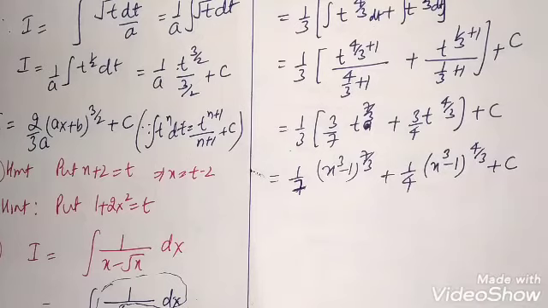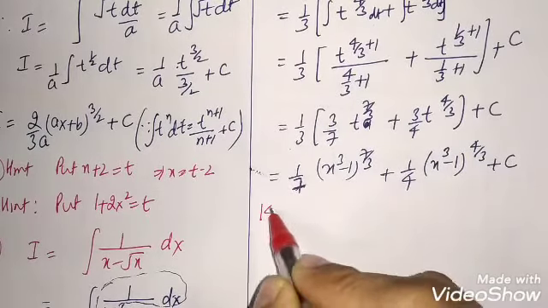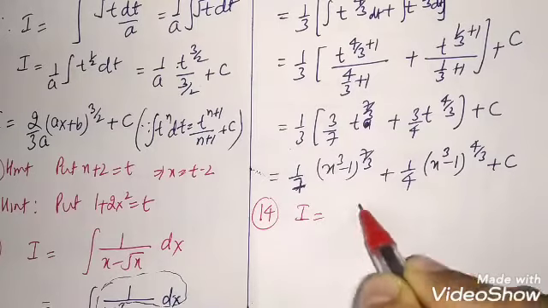Moving to question number 13th, I am giving you the hint. Put the denominator to be t, meaning put 2 plus 3x cube to be t. Simple as that. In 14th, I am doing 14 for you. Not that tough a question, but still I am doing it for you.